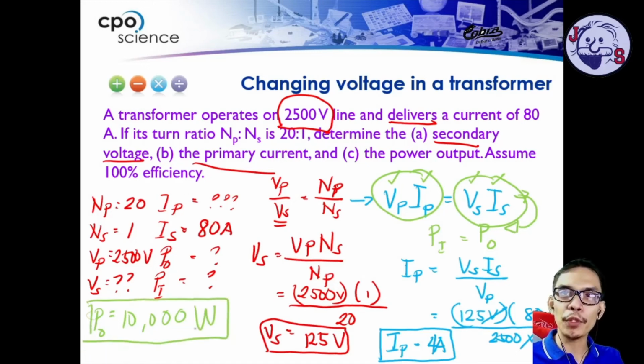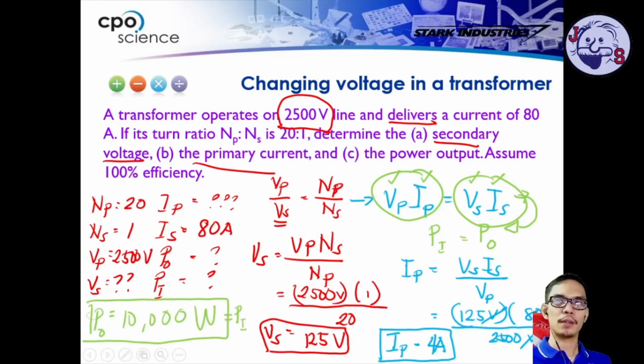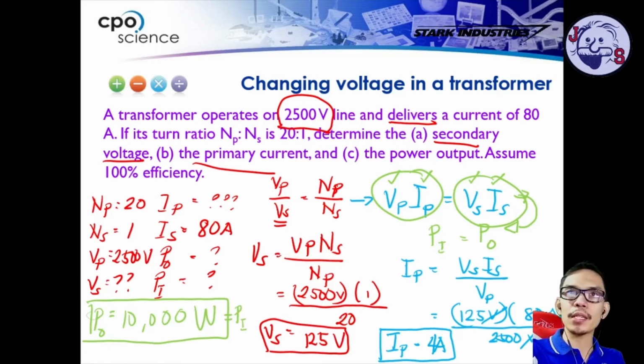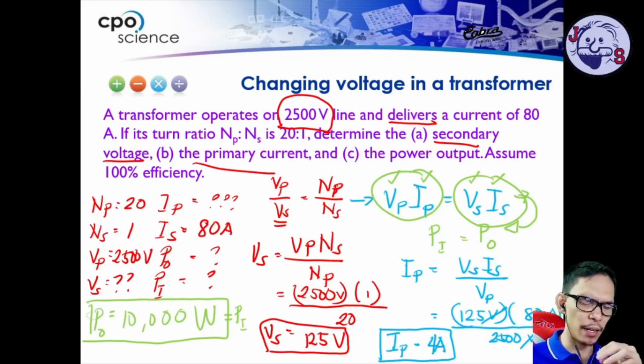So the power input also is 10,000 watts. It's the same power input. So basically speaking, that is the fourth and final problem that we have right here using the transformer equation.